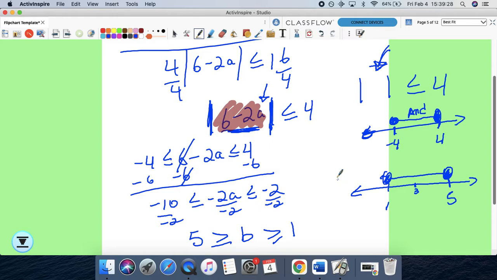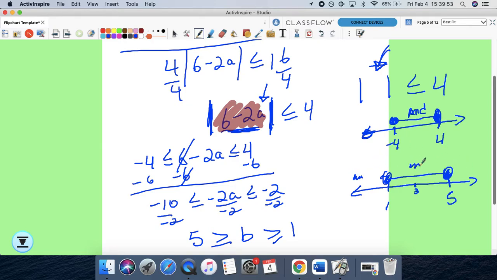Let me pick a number left of 1. Let me pick 0. 2 times 0 is 0. 6 minus 0 is 6. Is the absolute value of 6 less or equal to 4? No. So numbers here don't work. Let me pick a number to the right of 5. I don't know, 10. 2 times 10 is 20. 6 minus 20 is -14. Absolute value of -14 is 14. Is 14 less or equal to 4? Also a no.